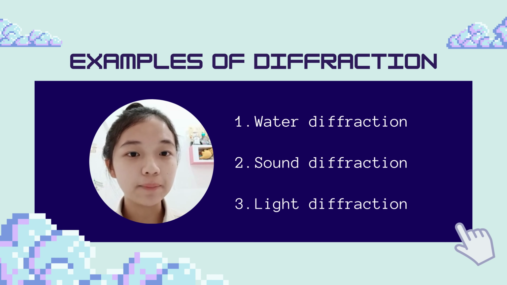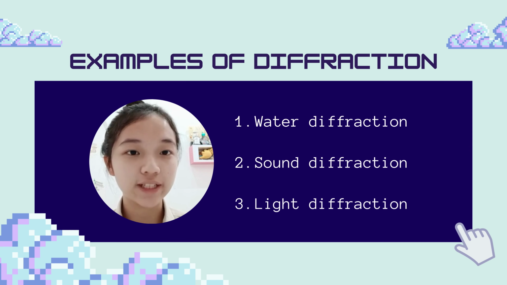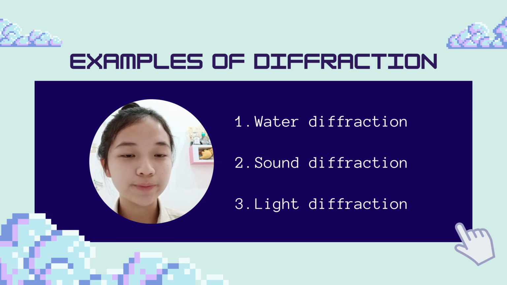Examples of diffraction can be classified into water, sound, and light diffraction. Water diffraction can be seen when we use faucet water in the toilet, while sound diffraction happens when a person calls from far and it is blocked by an object, but we can still hear it due to diffraction. Next, light diffraction can be seen when light enters a dark room.